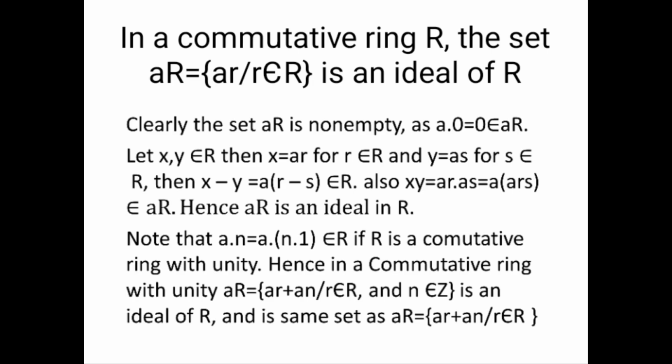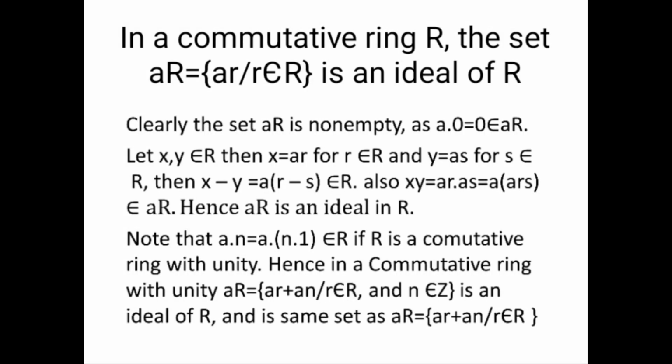which contains the elements a·r, where a is an element of R and r is an element of R, is an ideal of R. We have to see that in a commutative ring R, and a is a non-zero element of R, the set containing all the products a·r is an ideal of R.